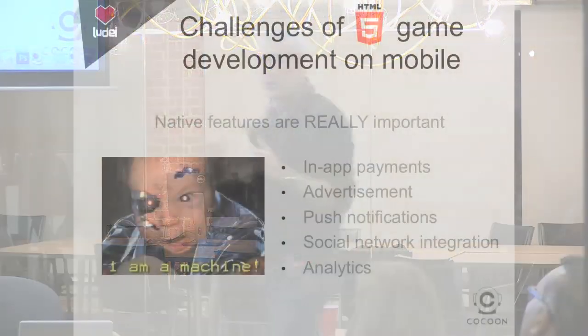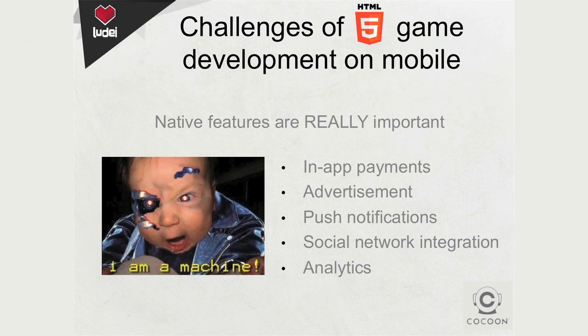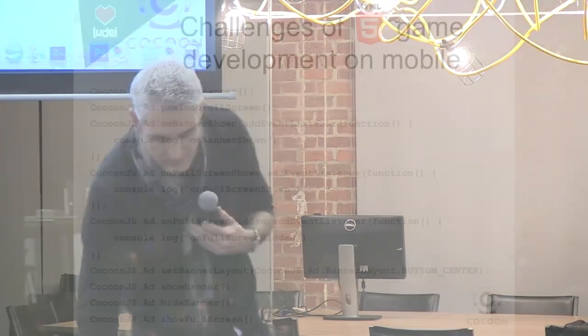Another thing that is really important when you are going mobile is that native features are important. Even if you are an HTML5 developer and you think you are kind of a web developer, you are now in a mobile environment, and those features you have in mobile are really important. So just take care of all those things: in-app payments and advertising for monetization, push notifications, social network integration. Your users are so used to these kinds of features that if you don't provide them, they are going to be annoyed. That is what happened, for example, to Facebook, right? The look and feel wasn't right. And the same goes for analytics.